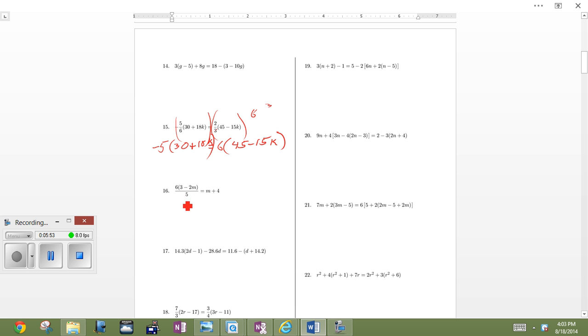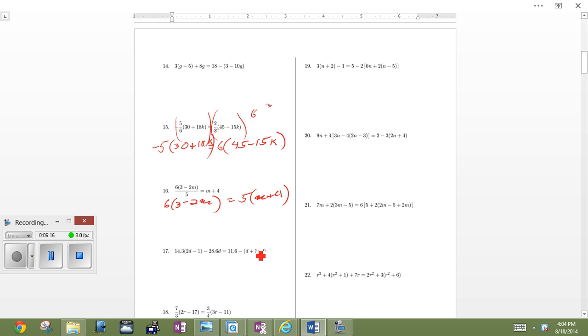Here my suggestion is that we multiply both sides by 5 so that you have 6 times 3 minus 2m. Multiplying by 5 of course clears out that 5, but over here you got 5 times m plus 4. And carry out the distribution on both sides, and it's pretty straightforward, okay?